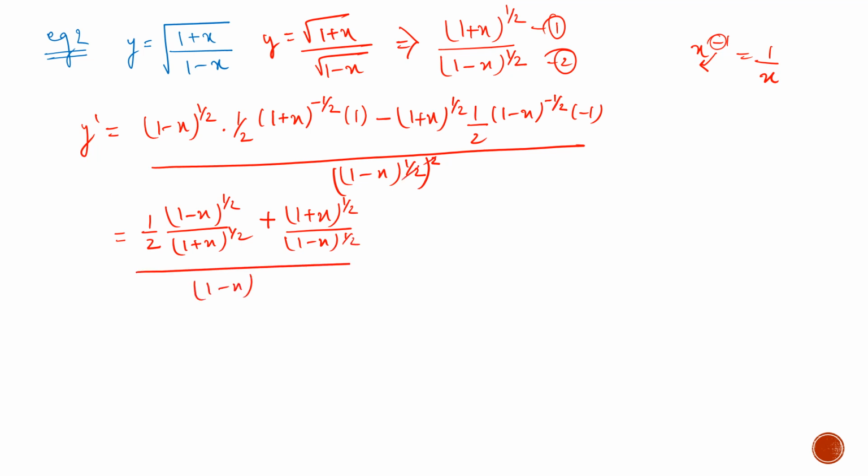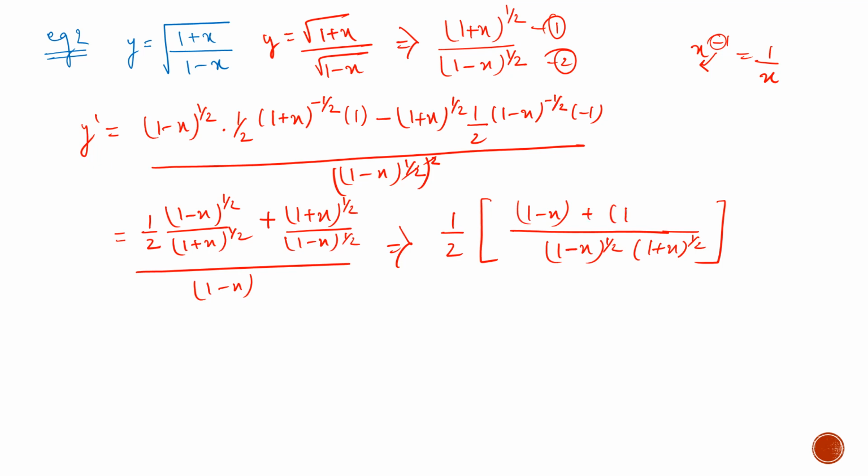Because here the powers have cancelled themselves. This comes out to be, taking 1 by 2 common outside, we are taking LCM now. So it's 1 minus x to the power 1 by 2 and 1 plus x to the power 1 by 2. Now here it will be 1 minus x plus 1 plus x. Normally, how do we solve LCM? So this is whole upon 1 minus x.